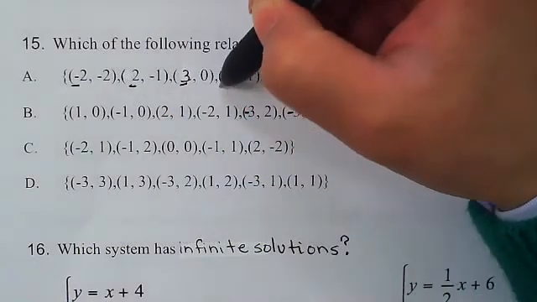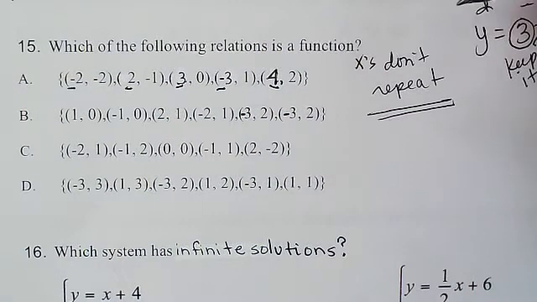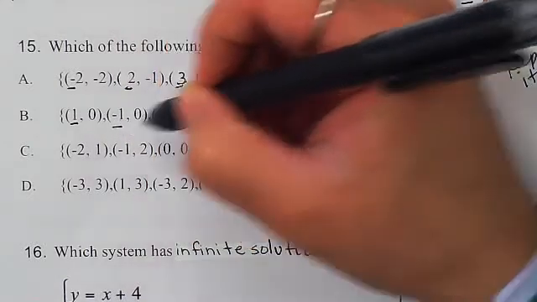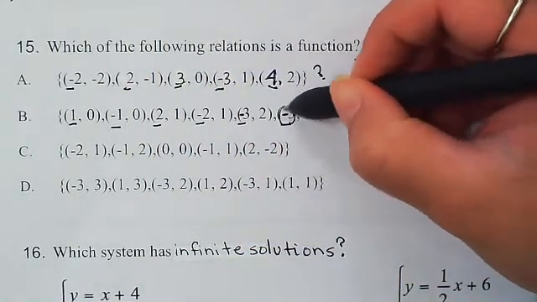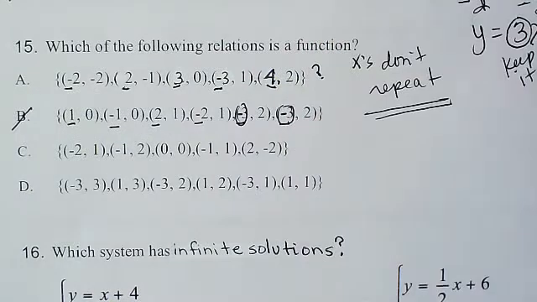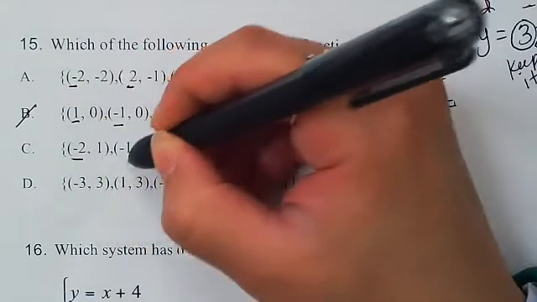Okay, so let's check. -2, 2, 3, -3, 4. Maybe it's this one. 1, -1, 2, -2, -3, -3. x is repeated here. That's not a function.